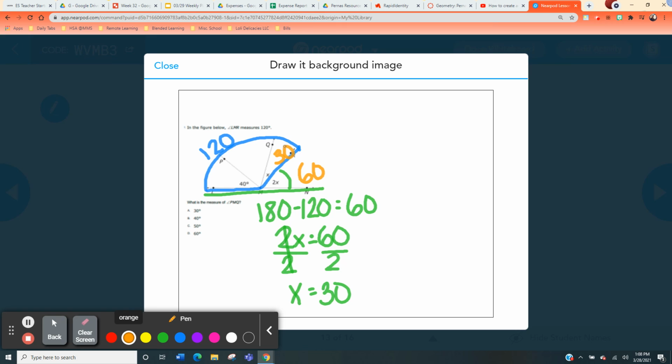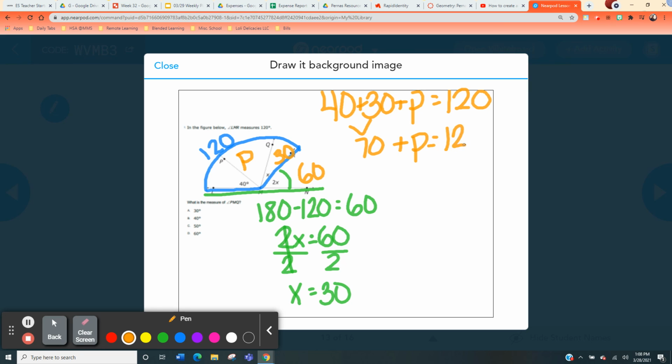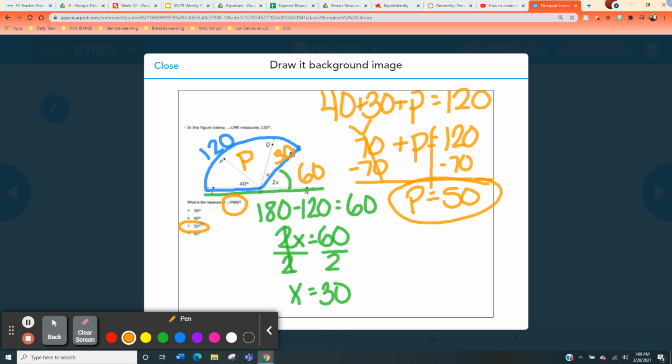So that means that I'm going to go ahead and label this one P to figure out what's left. So I know 40 plus 30 plus P equals 120. I'm going to combine and get 70 plus P equals 120. I can subtract. And that would give me P equals 50. So angle PMQ is C.